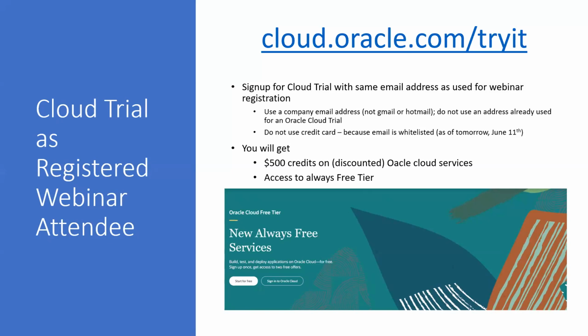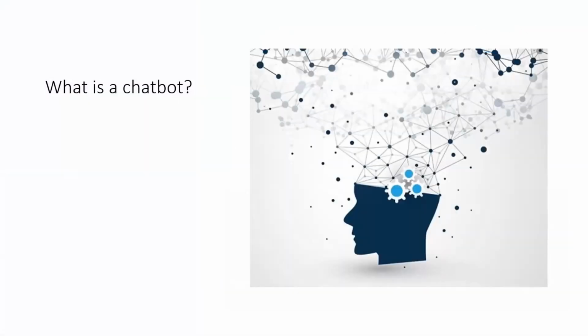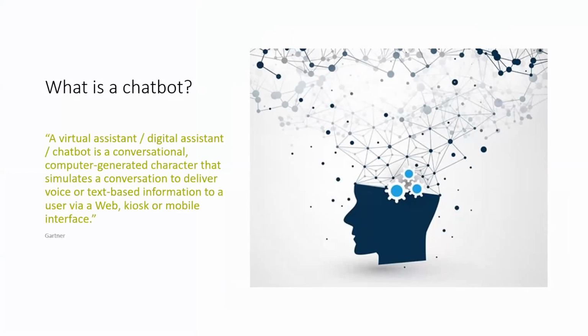Okay, before going to detail or having a deeper introduction to the Oracle platform, we want to show you what a chatbot is, or what people understand a chatbot to be. We're using this explanation from Gartner. A virtual assistant, digital assistant, or chatbot is a conversational computer-generated character that simulates a conversation to deliver voice or text-based information to a user via web, kiosk, or mobile interface. It's important that they are not focused only on text; they already say it is also for voice.